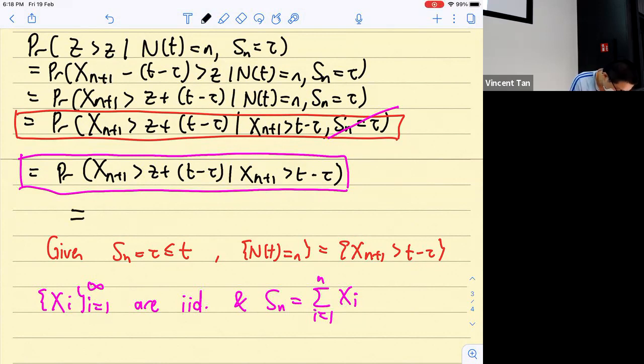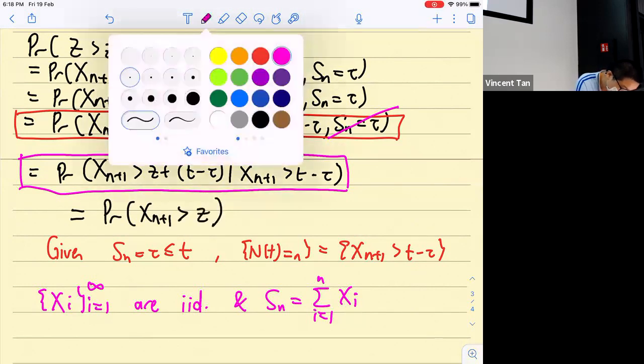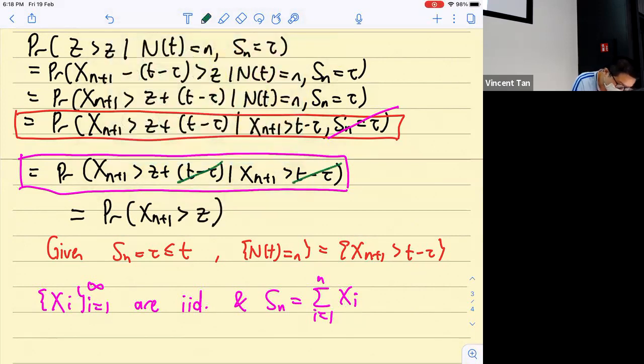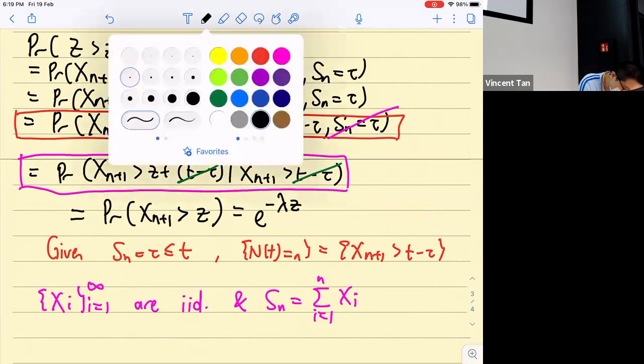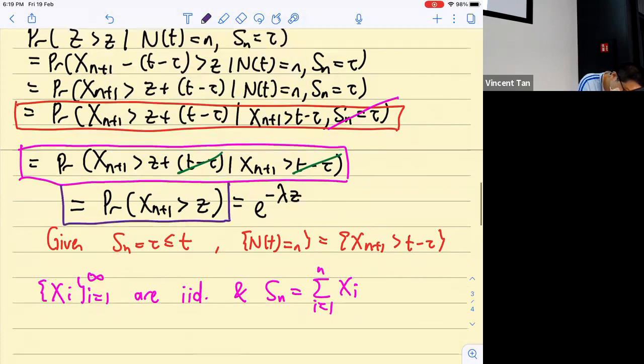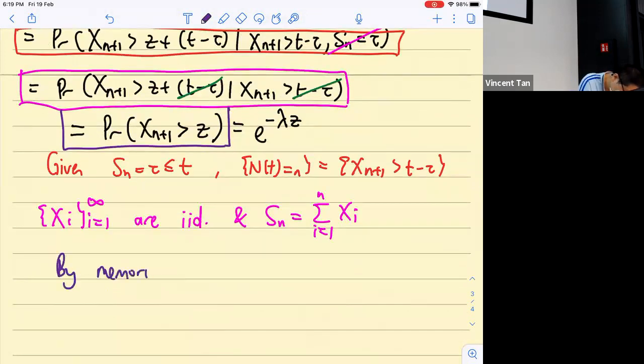By memorylessness of the xn random variable, this is equal to the probability that xn plus 1 is bigger than z, because this part is common. This part here is the common part, we can throw away. This is by memorylessness. And then I know that the complementary CDF of the exponential is given by this. So this last step here is by memorylessness of the xn plus 1 random variable.